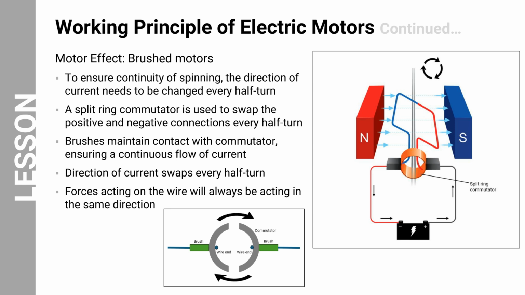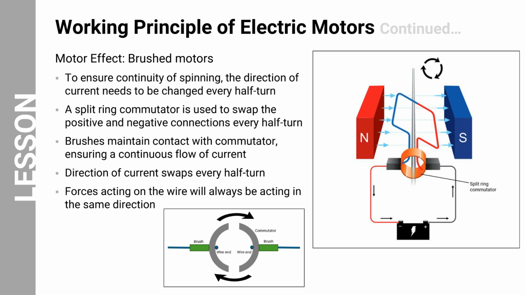To ensure the continuous spinning of the wire in an electric motor, the direction of the current needs to be changed every half turn. This is achieved using a split ring commutator, which swaps the positive and negative connections every half turn. Brushes maintain contact with the commutator, ensuring a continuous flow of current to the wire. As a result, the direction of the current in the wire swaps every half turn. This configuration ensures that the forces acting on the wire will always be acting in the same direction, allowing for the continuous rotation of the wire.